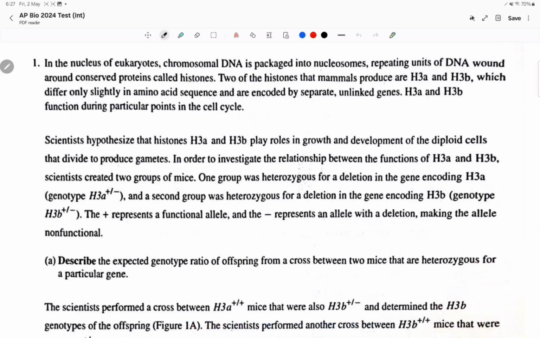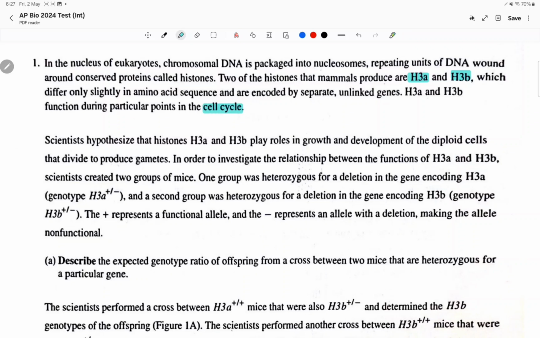So, in the nucleus of eukaryotes, chromosomal DNA is packaged into nucleosomes, which are essentially repeating units of DNA wound around conserved proteins called histones. Two of the histones that mammals produce are H3A and H3B, which differ only slightly in amino acid sequence and are encoded by separate unlinked genes. H3A and H3B function during particular points in the cell cycle. So right now we know that those two proteins are important for the cell cycle.